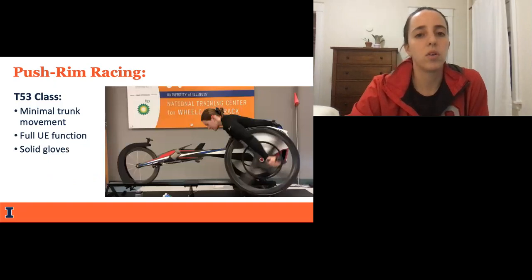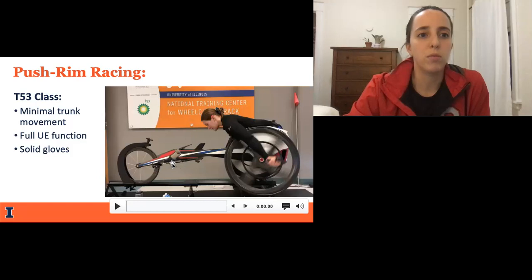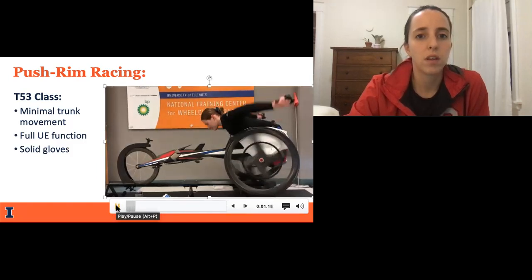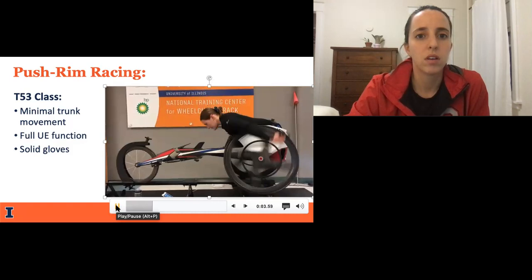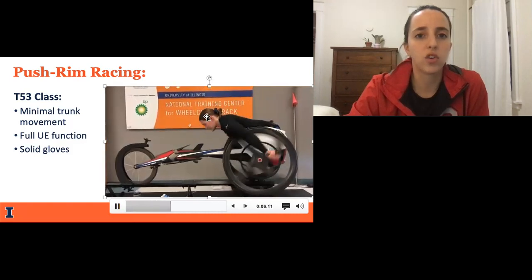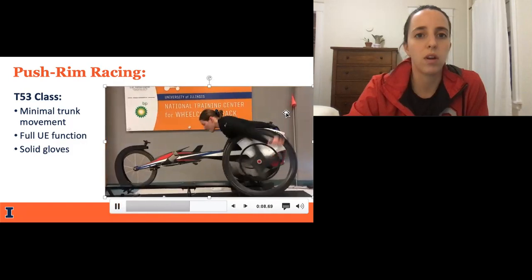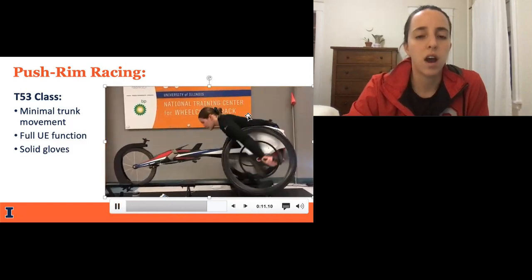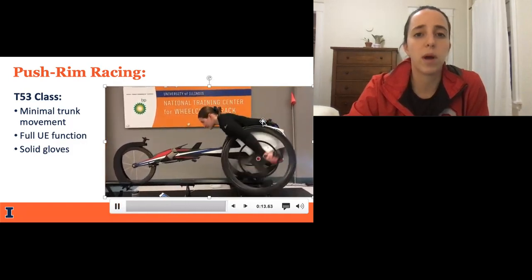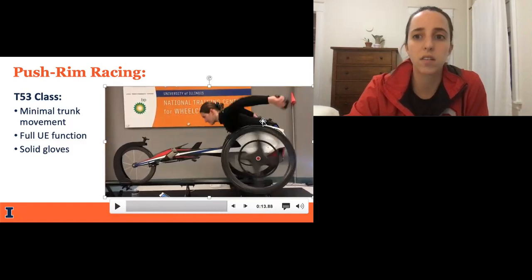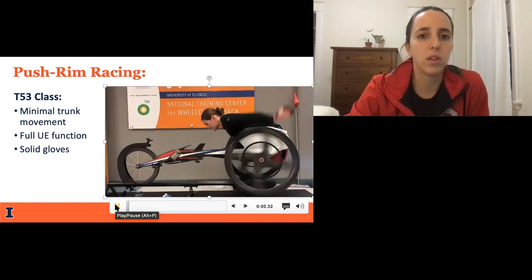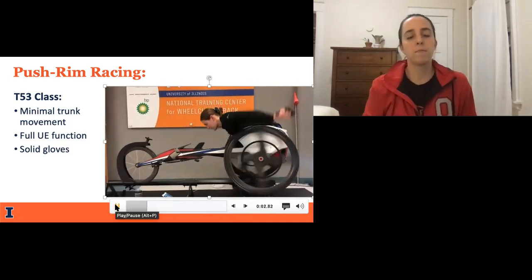So here's an example of an athlete who is class T53. So she's going to have minimal trunk movement. She has full upper extremity function, and she's also using solid gloves. So we'll watch here her pushing. So you can see that there's a lot of shoulder motion here. She's getting a significant amount of shoulder extension. And we'll actually go into the specific biomechanics and break down the cycle in the next video, but I thought I'd give you guys a little bit of a sneak peek of what we're going to be looking at. So this is kind of what it looks like.